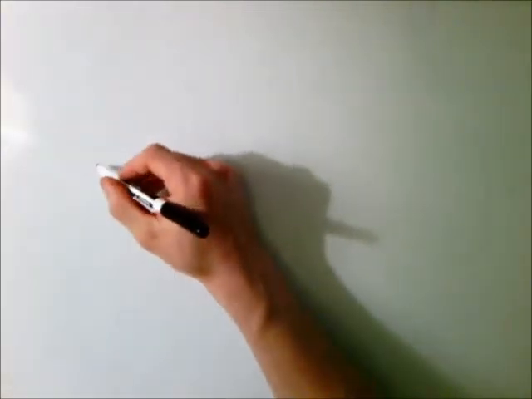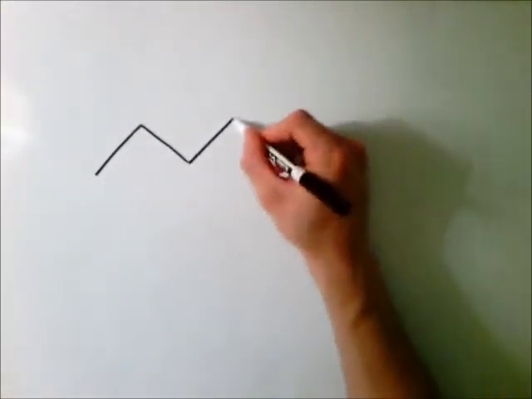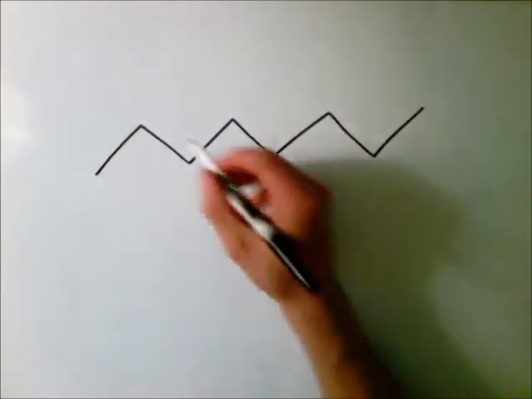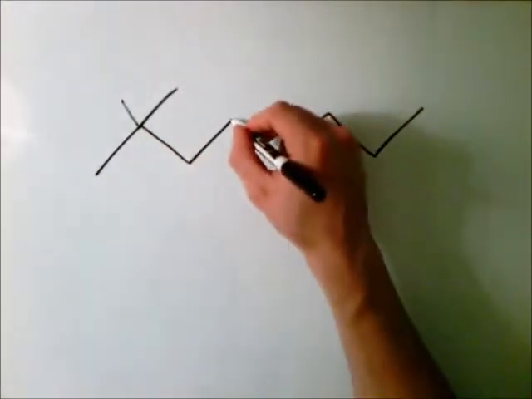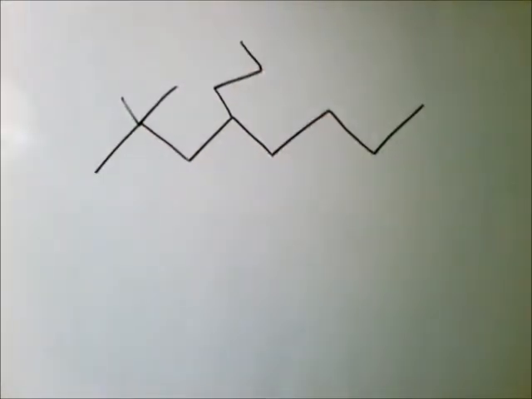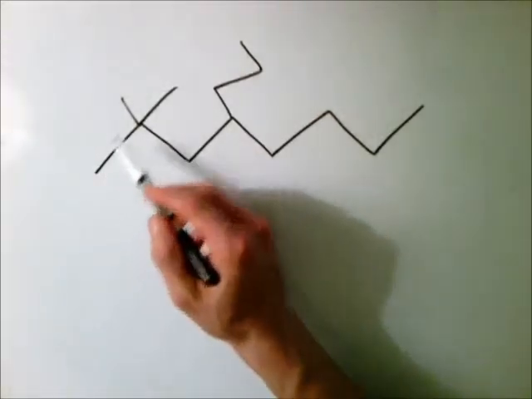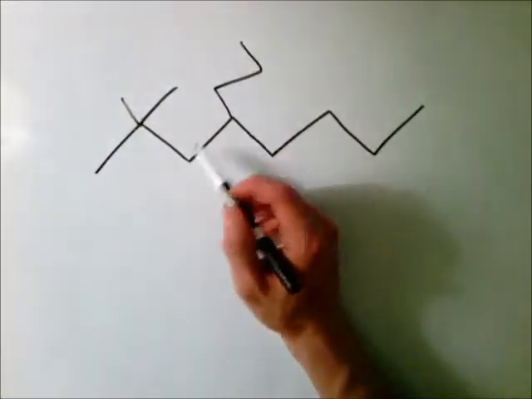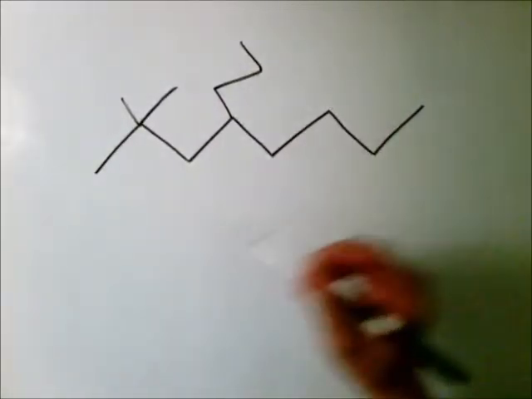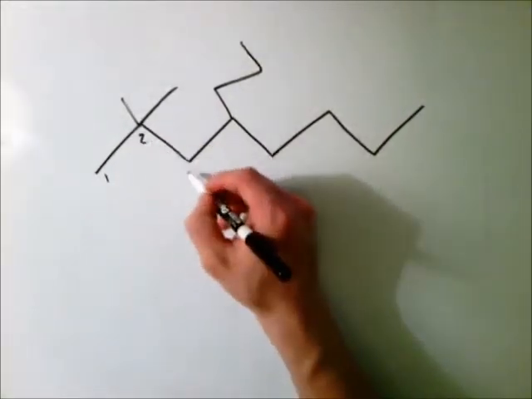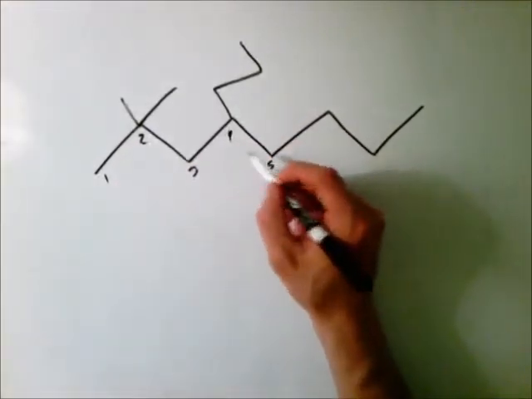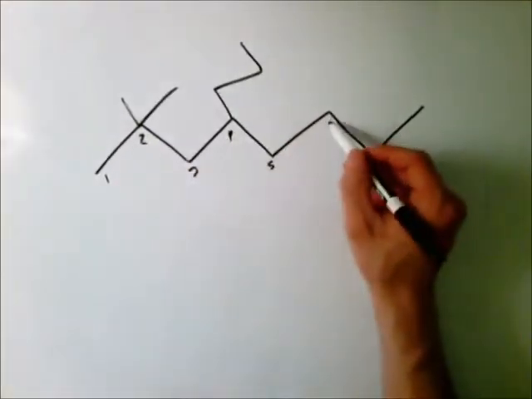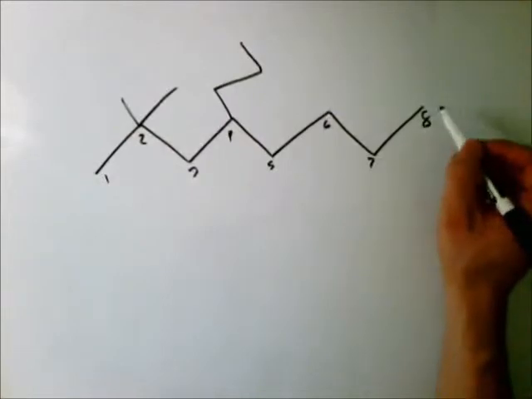Alright, let's do one more example combining everything we just learned. Let's do it with this guy. Alright. Here the longest carbon chain is a little less obvious because you can do 1, 2, 3, 4, 5, 6, 7, or 1, 2, 3, 4, 5, 6, 7, 8. So we're going to roll with this, numbering our carbons so our alkyl groups have the lowest possible number instead of numbering this way.